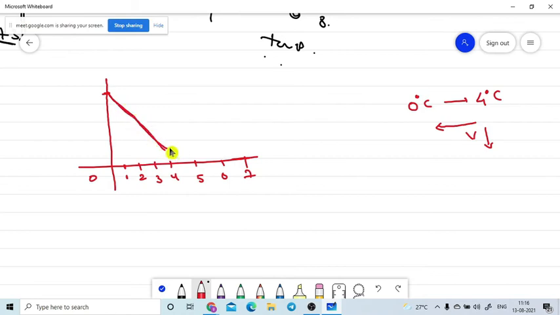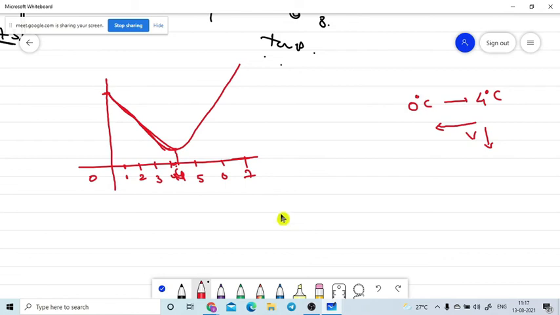4 degrees Celsius. After 4 degrees Celsius again the volume will increase. Are you getting or not? Let's assume this point is 4 degrees Celsius. This is the graphical representation of how the volume changes with respect to the temperature of the water, and how the density changes with respect to the temperature of the water.